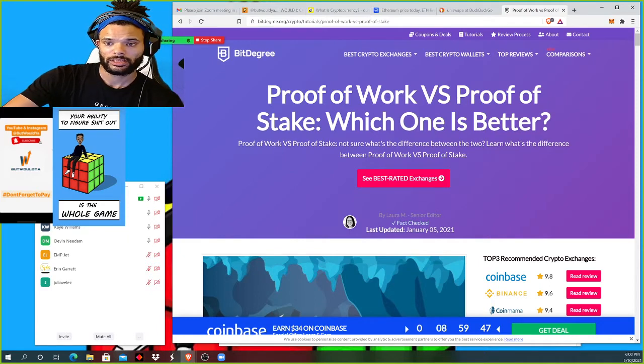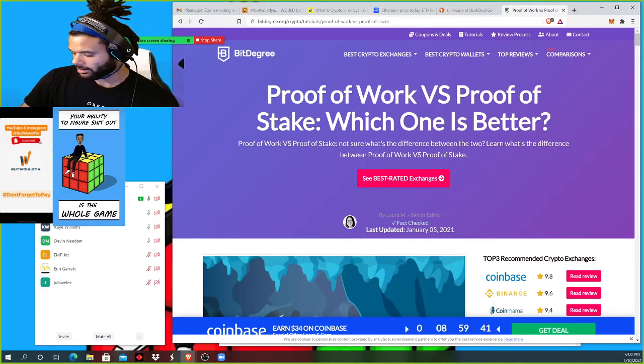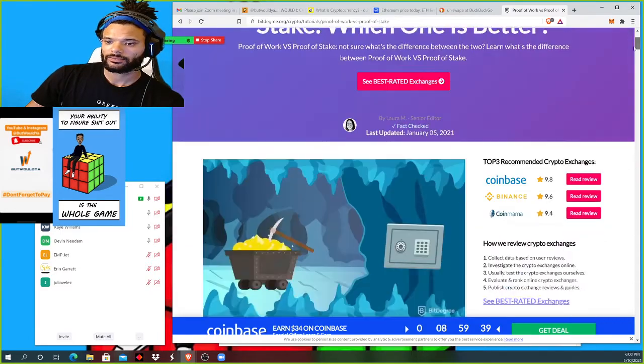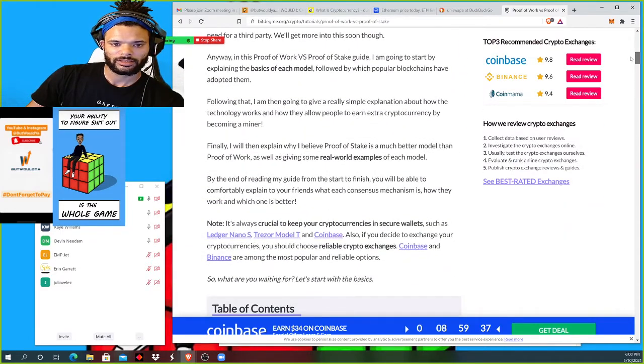Compared to a proof of stake blockchain. In a proof of stake blockchain, you have something called staking, where instead of, well, I'm going to just see if I can read the definition here.